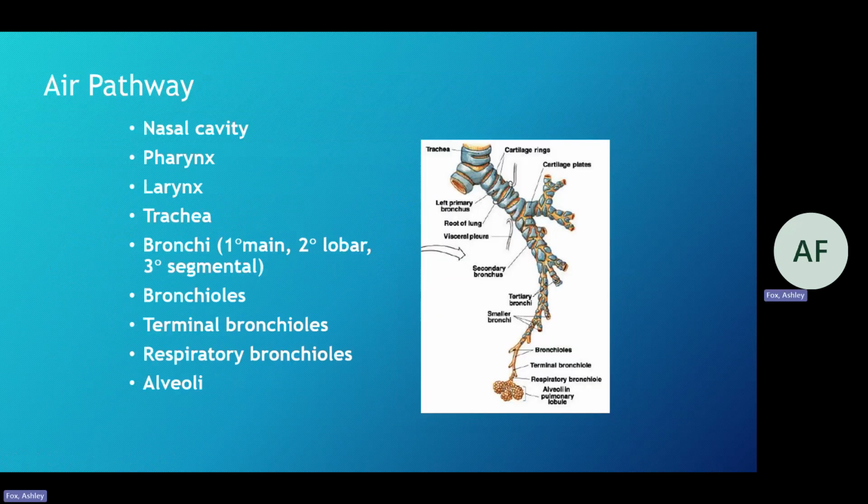So just in summary, we go nasal cavity, pharynx, larynx, trachea. We have bronchi, which is either primary or main. You hear it both ways. Secondary, lobar or segmental. And tertiary bronchioles, terminal bronchioles, respiratory bronchioles, and then the alveoli.